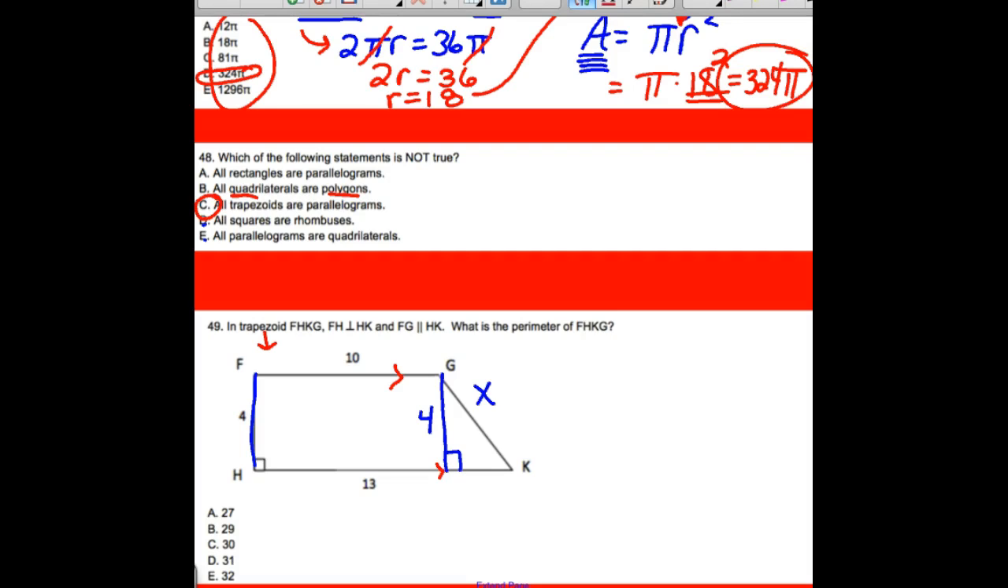I can't figure out what x is unless I know this. And they must have given it to me. Not directly, but if I know the whole way is 13, and from here to here is 10, consequently, this would have to be 3.